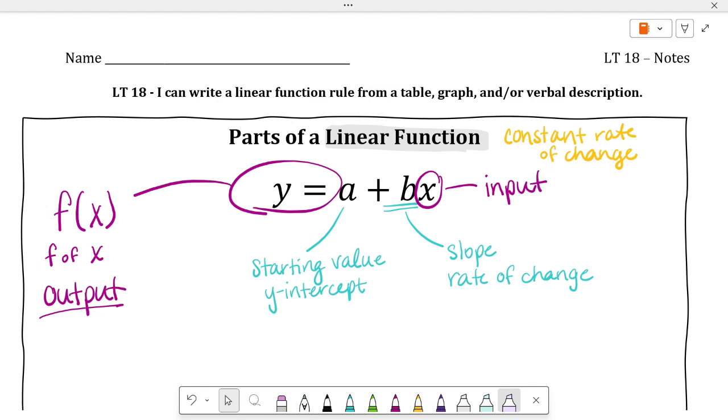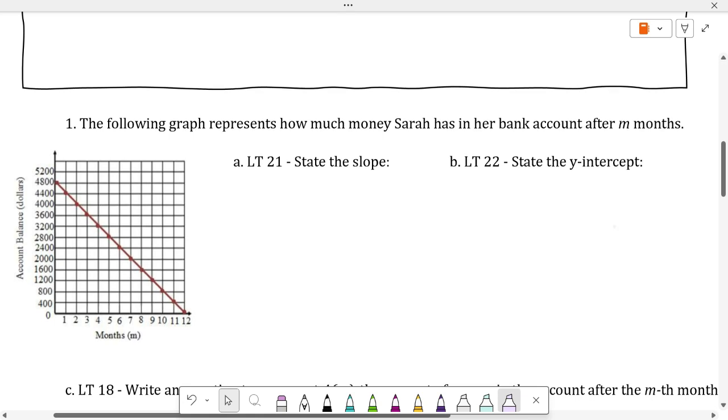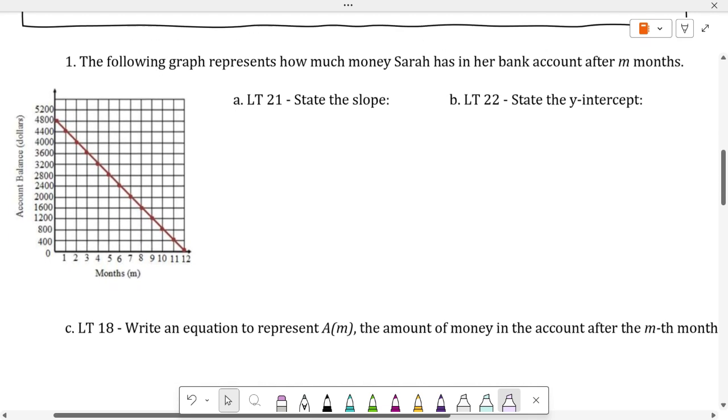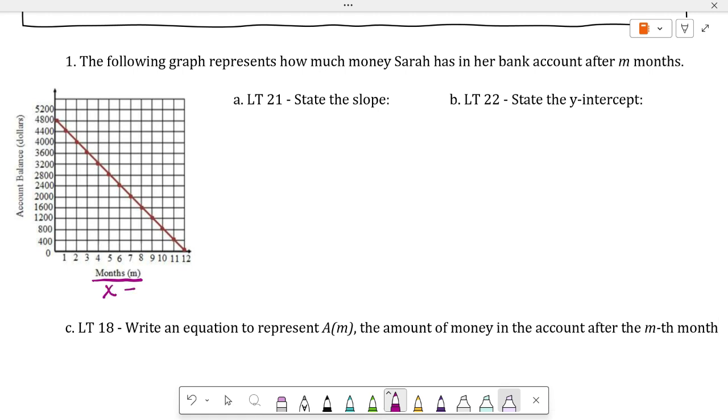We're going to look at a couple of examples that you guys looked at yesterday around the room in our green and our yellow circuits here. Starting with this graph here about the account balance and the months. So it says the following graph represents how much money Sarah has in her bank account after M months. If we take a look down here, M is down here on our x-axis, which means that M, or months, is our input. The amount in her balance is like our y-axis, that is our output.